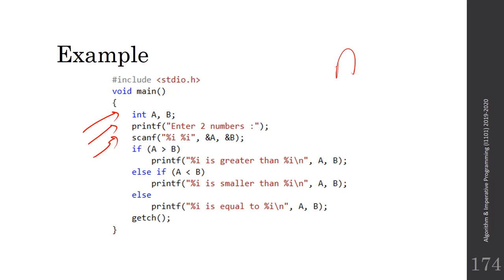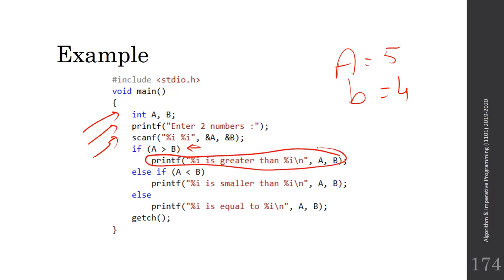So let's take an example, A equal to 5, B equal to 4. So is A greater than B? Yes. So I will execute this part. I will print on the screen 5 is greater than 4.